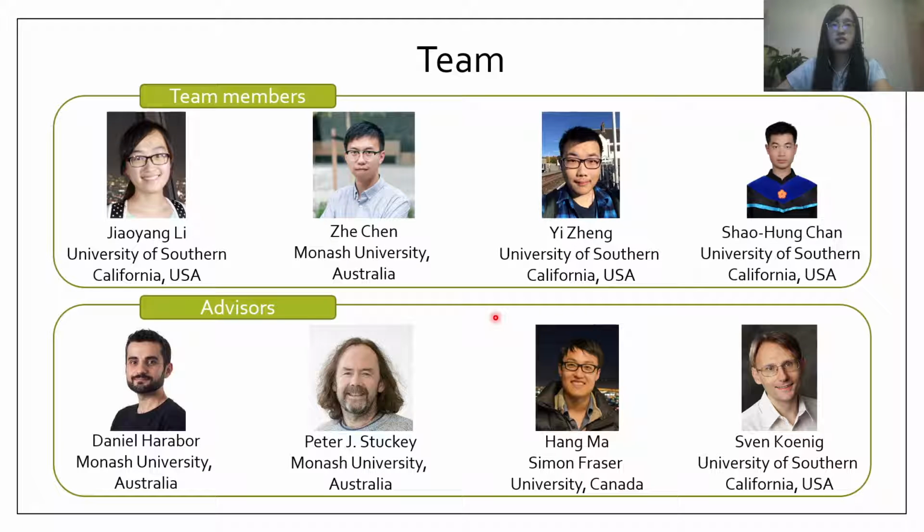Our team consists of 4 PhD students, including myself, Zhe Chen from Monash University in Australia, Yi Zheng and Shaohong Chen from University of Southern California in the United States. We also have 4 excellent and very supportive advisors, including Daniel Harabor and Peter Stuckey from Monash University in Australia, Hang Ma from Simon Fraser University in Canada, and Sven Koenig from University of Southern California in the United States.